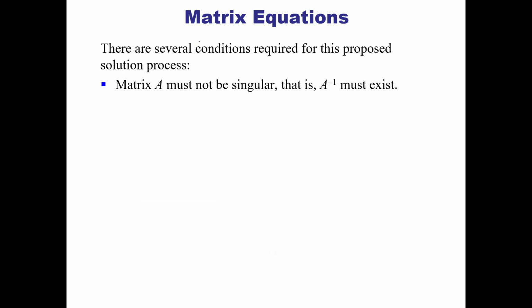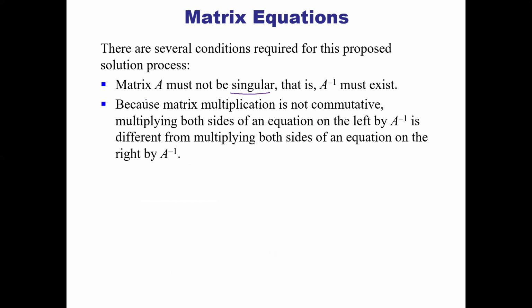There are several conditions required for this proposed solution. Matrix A must not be singular. In other words, you have to be able to find the inverse. And because matrix multiplication is not commutative, multiplying both sides of an equation on the left by A inverse is different from multiplying both sides of the equation on the right by A inverse.